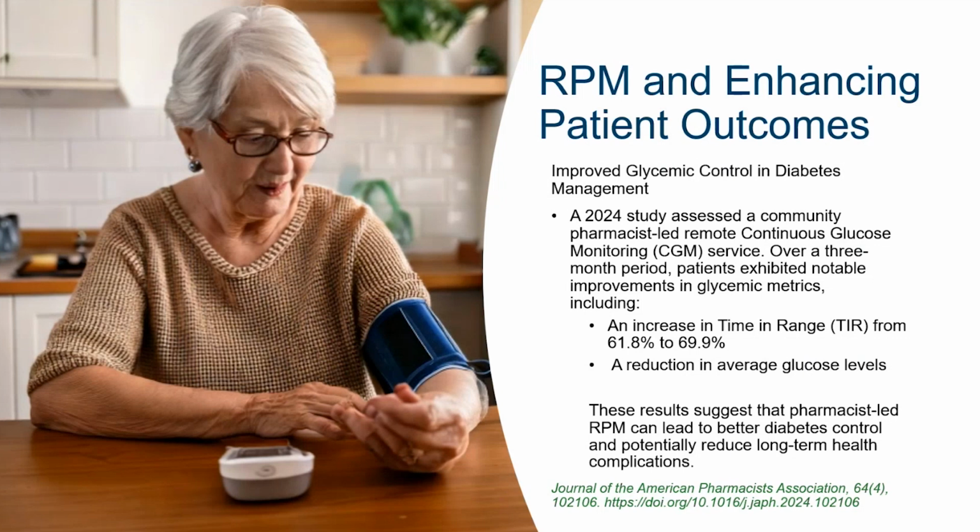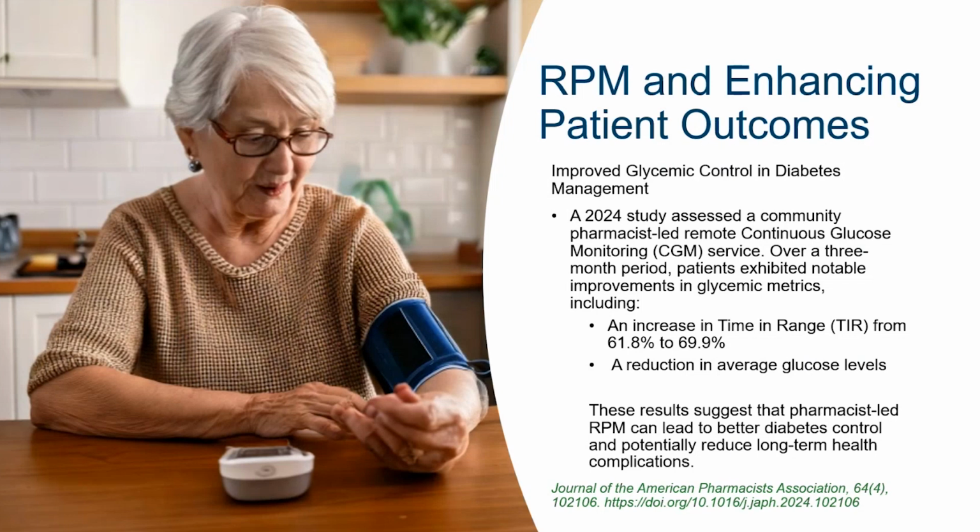The purpose of this study was to evaluate the clinical impact of a community pharmacist remote CGM, continuous glucose monitoring service, on patients' glycemic metrics. Over a 3-month period, patients exhibited notable improvements in glycemic metrics, including an increase in time in range from 61.8% to 69.9%. Looks small, but that is actually very impactful. A reduction in average glucose levels. So here we see improved glycemic control in diabetes management with pharmacist-led RPM.